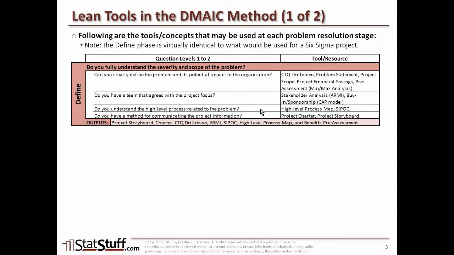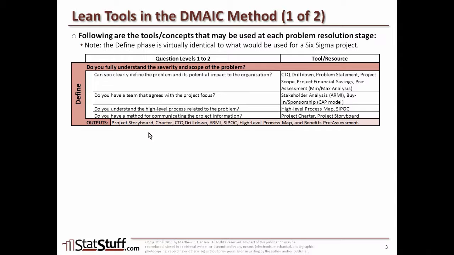Do you understand the high-level process related to the problem? And the next one you can answer, do you have a method for communicating the project information? And again, we're going to come up with the same type of outputs that we might normally follow when we're using a Six Sigma approach, because we're still trying to understand the problem at the high level. We want to understand fully the severity and scope of the problem that's before us.